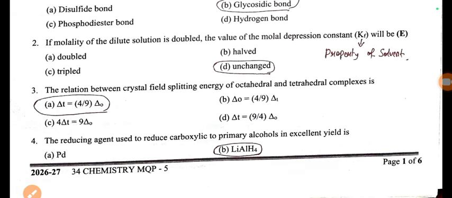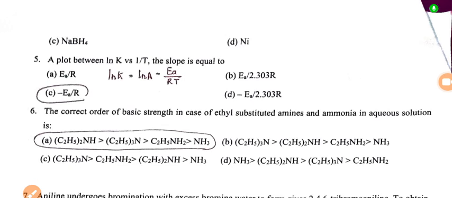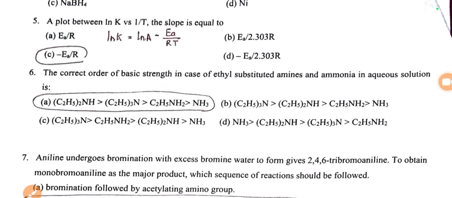The third question: the relationship between crystal field splitting energy of octahedral and tetrahedral complexes is delta T equal to 4 by 9 delta naught. The reducing agent used to reduce carboxylic acid to primary alcohol in excellent yield is lithium aluminium hydride, option B. Fifth question: a plot between natural log of rate constant k versus 1 by temperature T, the slope is equal to minus Ea by R.